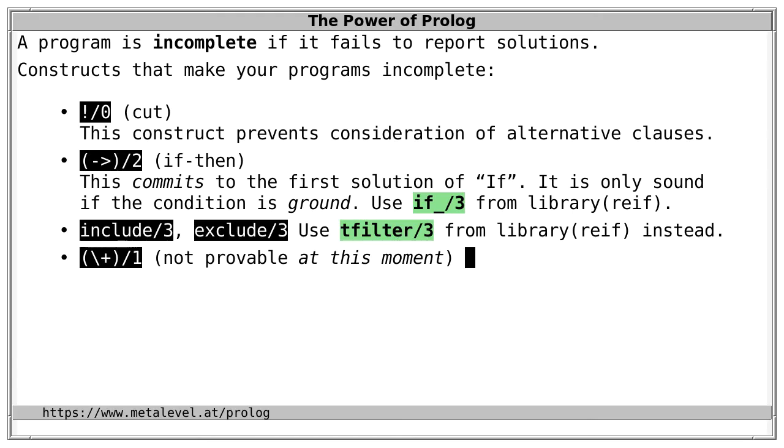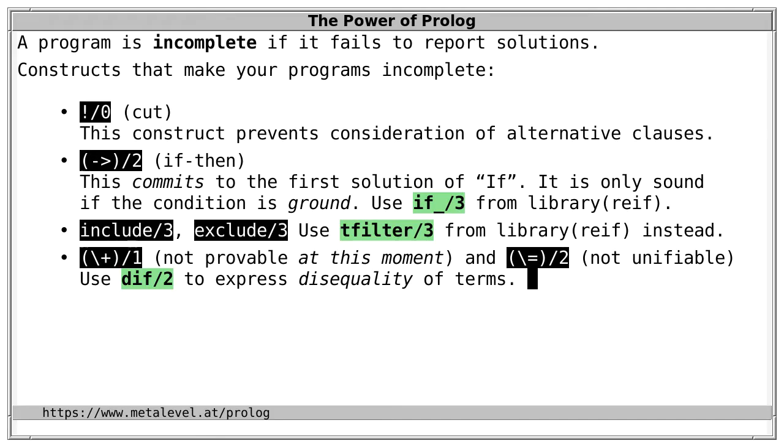So not provable is incomplete, as are also other predicates such as not unifiable, which can be expressed in terms of not provable. And also here, there are good declarative alternatives, often also with a long history. For example, instead of not unifiable, simply use diff to express that two terms are different. And this predicate has a very long tradition. It was already available in the very first Prolog system, Prolog 0.